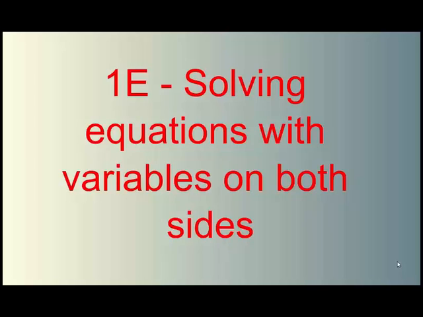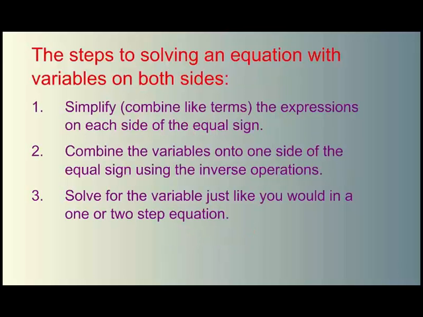Today's video is going to cover learning target 1E, which is solving equations with variables on both sides. There are basically three steps to follow when solving an equation with variables on both sides. First step is to simplify or combine like terms of the expressions on each side of the equal sign.